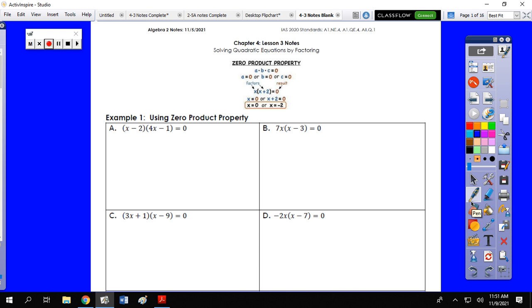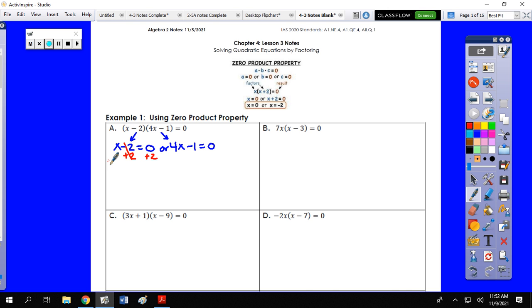So, here in example 1, when it says use the zero product property to solve, what we're going to do in each of these equations is we're going to split these quadratics up into linear factors being set equal to 0. So either x minus 2 equals 0 or 4x minus 1 is equal to 0. Then we would solve each of those equations individually.